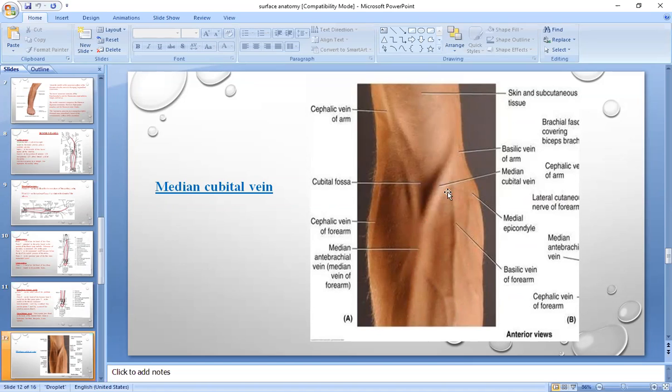See, this is the basilic vein. Then this is the cephalic vein. And a vein which is communicating with this is the median cubital vein. So what is that? Antebrachial vein or median vein of the forearm. So these are the veins which are important. That's why I kept this slide.